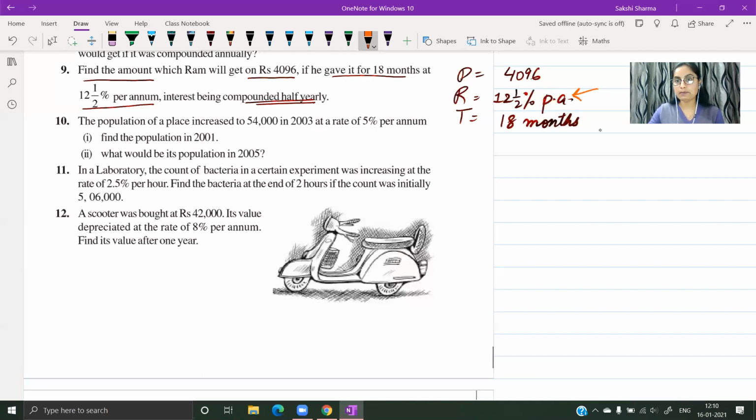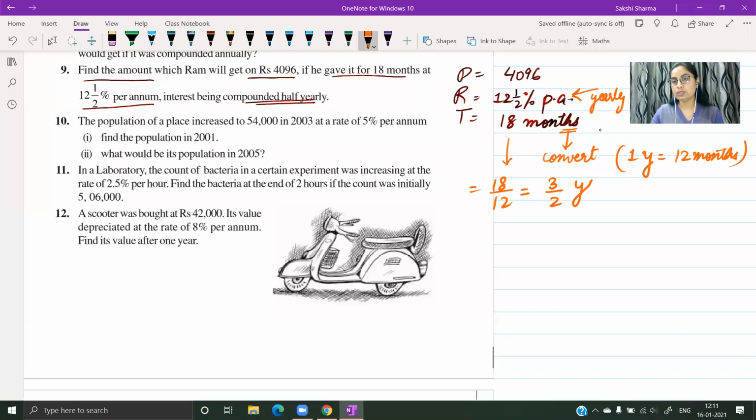Now looking at the rate, this is given to us yearly. The time is given to us in months, so we will have to convert. 1 year equals 12 months. Convert 18 months into years. Divide by 12. This will be 3 by 2 years, 1.5 years.